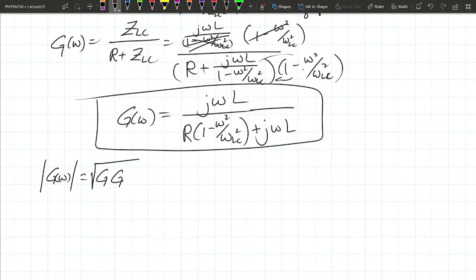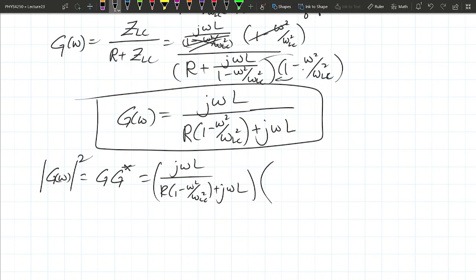G, the complex conjugate, G star, okay? So now we get to deal with this. Let's just calculate what the square is first, without doing the square root first. Well, G I'm going to copy over: 1 minus omega square, omega LC square, plus j omega L. If I want the complex conjugate of a complex number, what do I do? Negate everything that has to do with the j's.